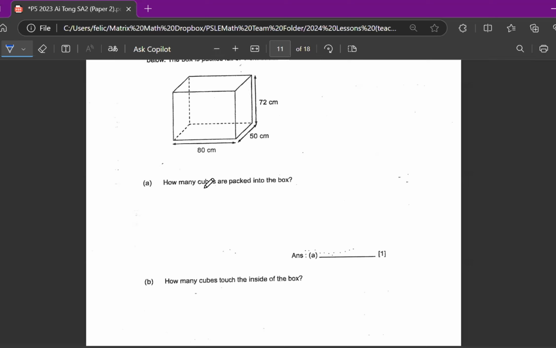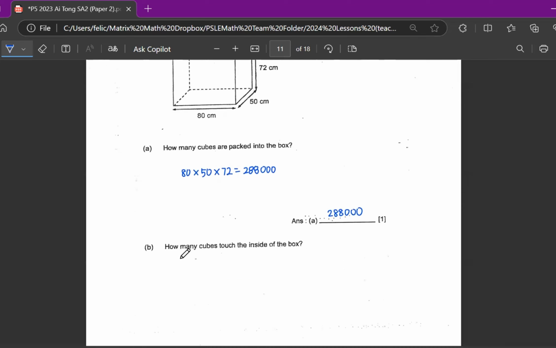To find the whole volume, total cubes in the whole volume, it's the same idea. Length times breadth times height. Right. So 80 times 50 times 72. Okay, I forgot to tell you all, you're allowed to use calculator because this is paper 2. So this will be the number of cubes. Be careful of the number of zeros, it's really a huge number.